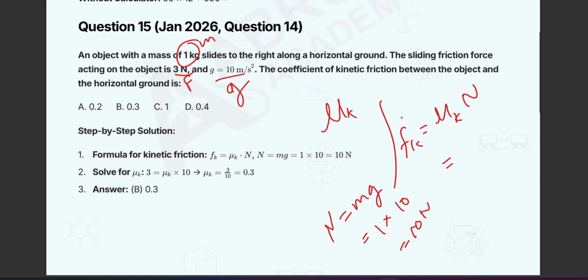So we already have N, and F is given already as 3 Newton. We have to find μk, the coefficient of kinetic friction, which equals Fk divided by N. Fk is 3 Newton and N is 10, so it will be 0.3. So the answer will be B.